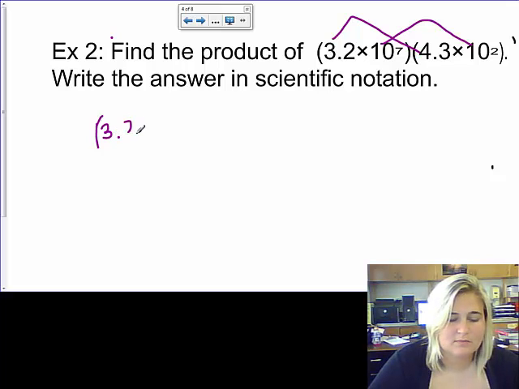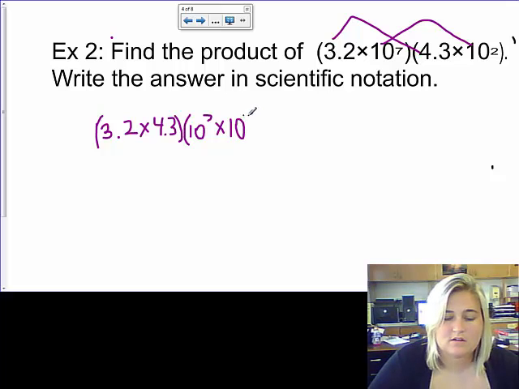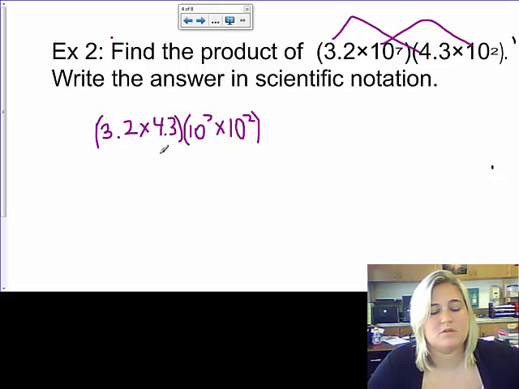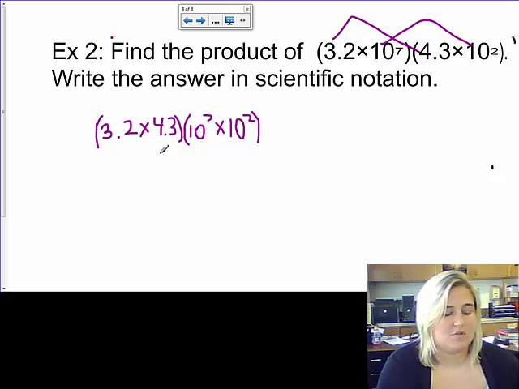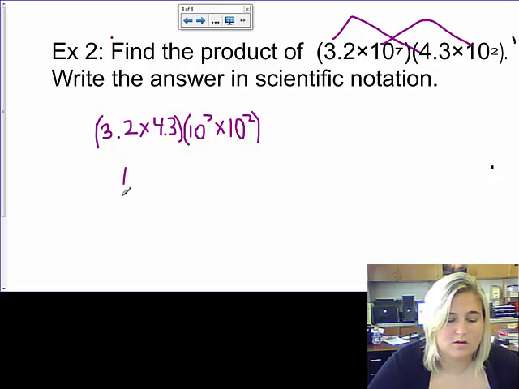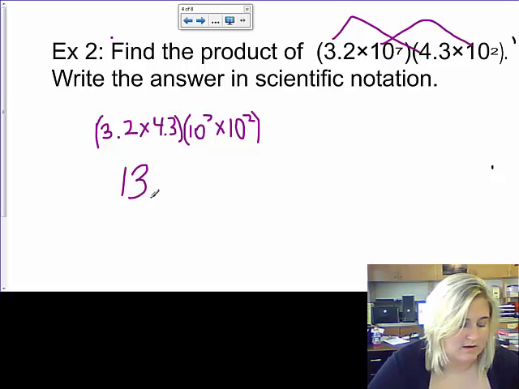Alright, so I have 3.2 times, and the other coefficient is 4.3, and then the other set of parentheses are going to be my powers of 10. So I have 10 to the 7th times 10, and this 10 is to the 2nd. Now what we can do is just do the multiplication that's indicated. So 3.2 times 4.3, punch that into my calculator, gives me 13.76.